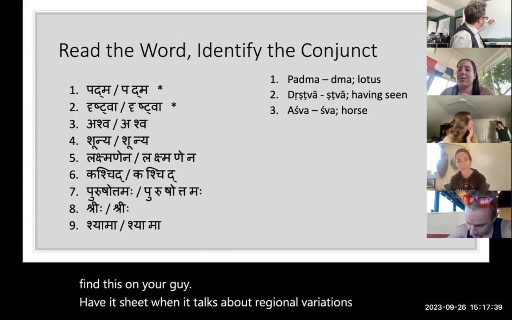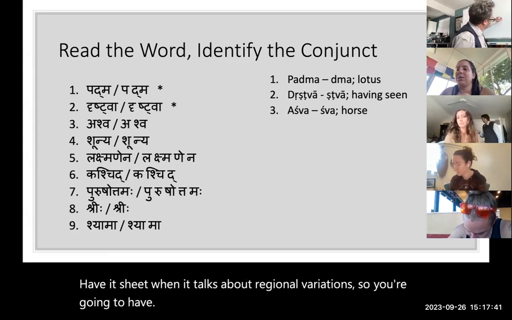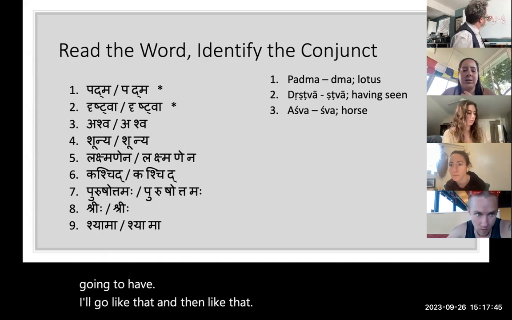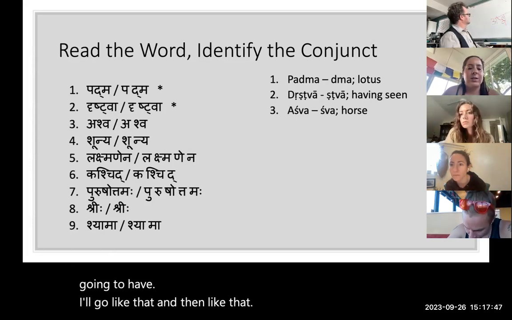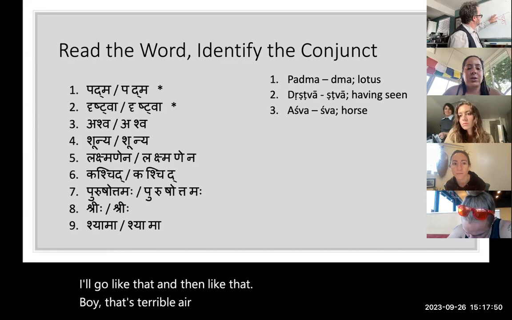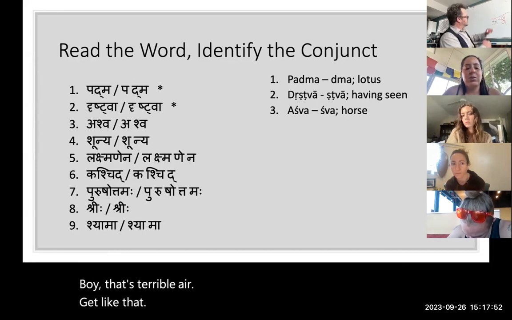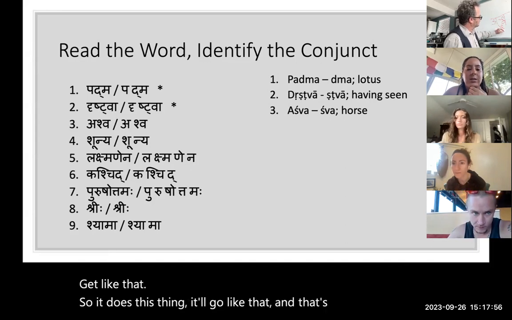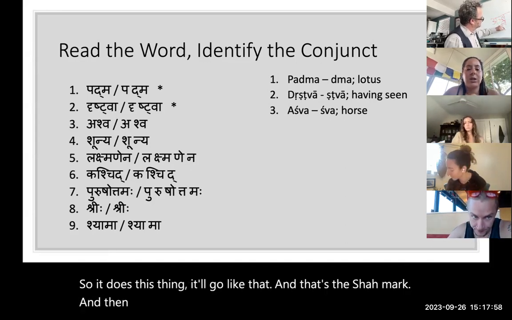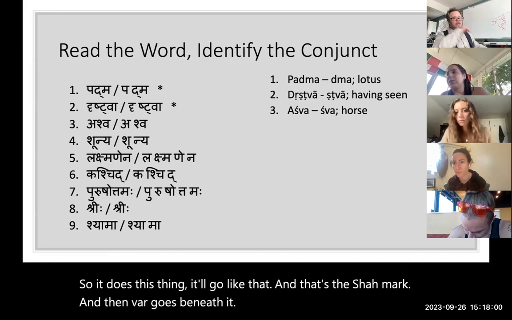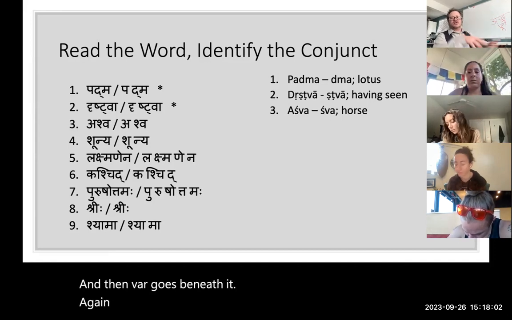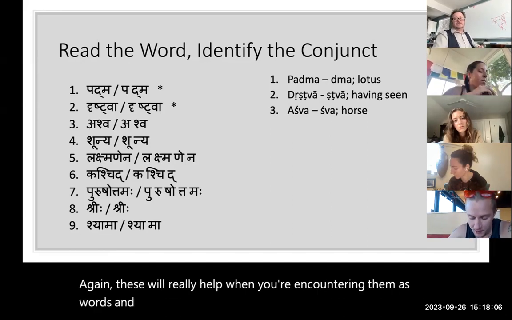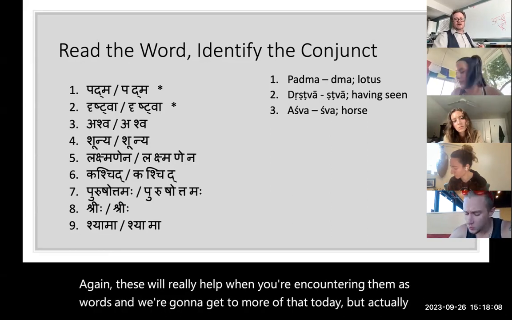So you're gonna have, and it'll go like that, and then like that. So it does this thing. It'll go like that, and that's the sha mark, and then va goes beneath it. Again, these will really help when you're encountering them as words, and we're going to get to more of that today. But excellent. Ashwa.